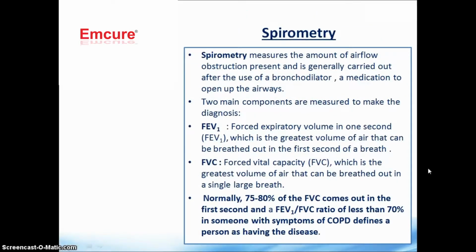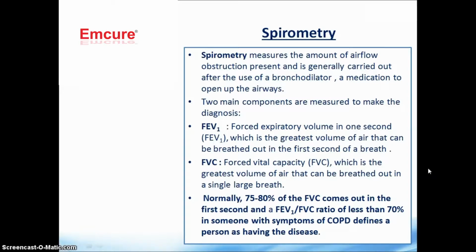So what are the tests? We talk about spirometry. Spirometry is a test which measures the amount of airflow obstruction present and is generally carried out after the use of a bronchodilator, a medication to open up your airways. It has two components. First is FEV1 and the second is FVC. FEV1 is forced expiratory volume in 1 second, which is the greatest volume of air that can be breathed out in the first second of a breath.